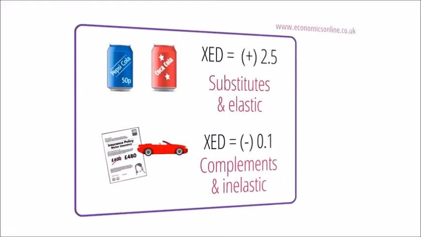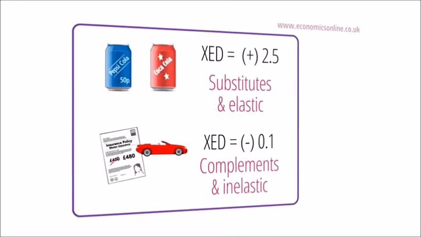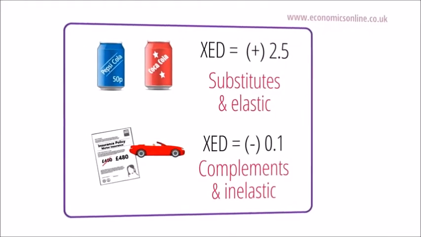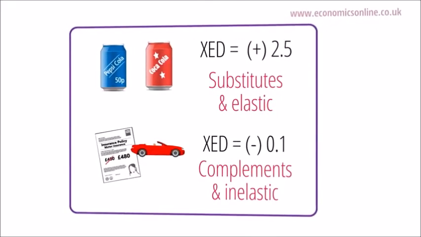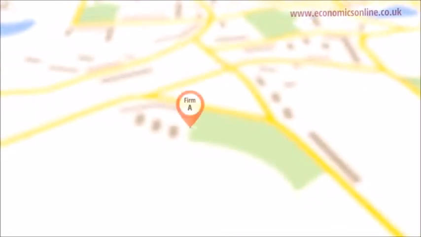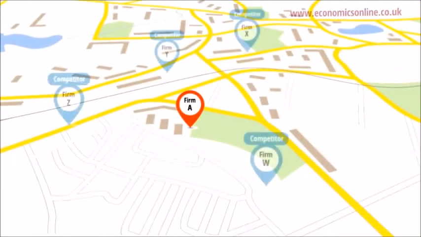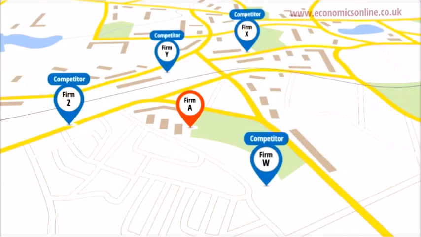In the case of motor vehicles and motor insurance, while the negative coefficient indicates the goods are complements, the low value, at minus 0.1, indicates that the response is much less than proportionate, suggesting that changes in motor insurance premiums have a relatively small impact on the demand for vehicles. Firms are interested in calculating cross-elasticity because it helps them map out their market to discover who their competitors are and how significant they are, as well as identifying significant complementary products.